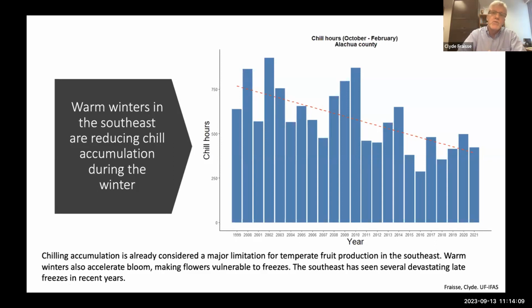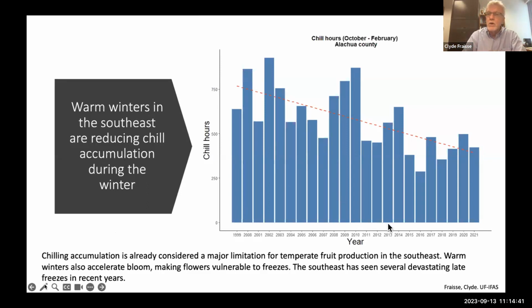The other issue that we have with the warm winters is the fact that it may accelerate bloom, and then we have a freeze. This happened in the past, 4 years ago, if I remember well, and was a major issue. So we accelerate the process, we have blooming, and then we have a late freeze, and this can be devastating. So this tool has been extremely popular.